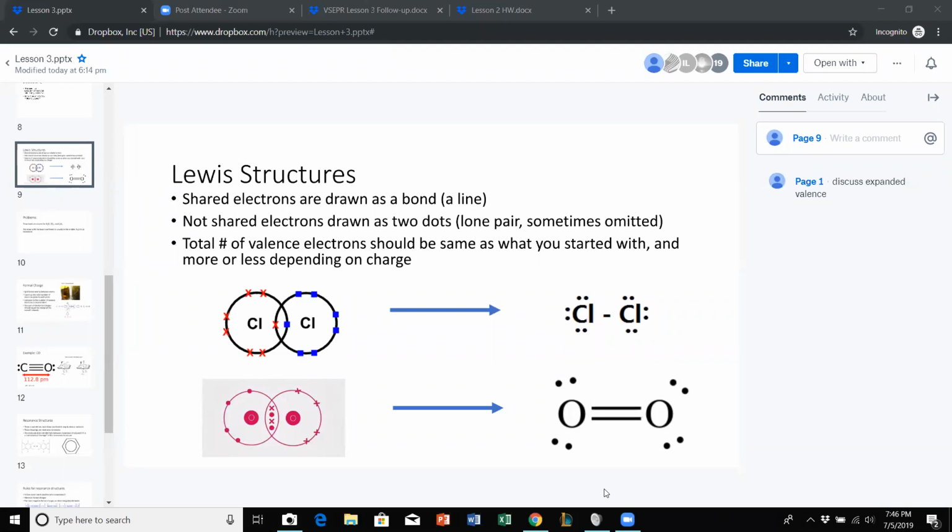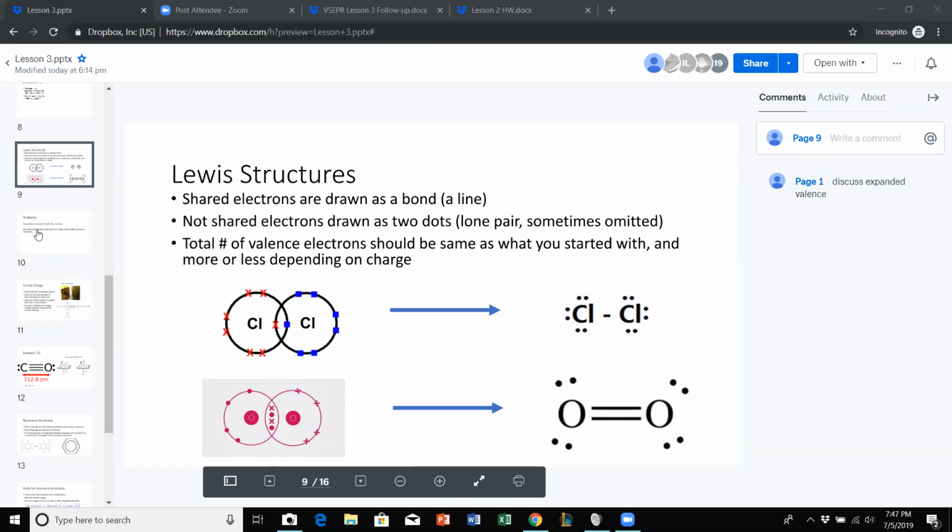So for example, oxygen has 6 valence electrons. And since we have 2 oxygen atoms here, we should have 12 total electrons to work with. So now if we count up the electrons here, we have 1, 2, 3, 4, 5, 6, 7, 8, plus 4, so we have 12. So it's the same as what we started with.